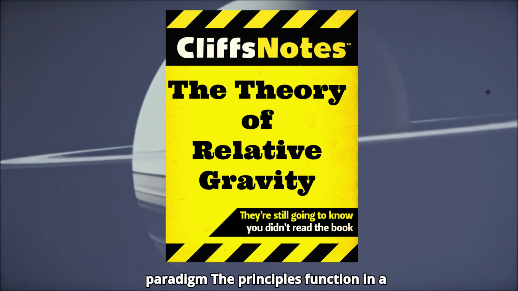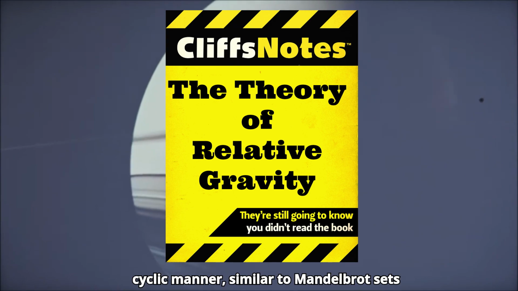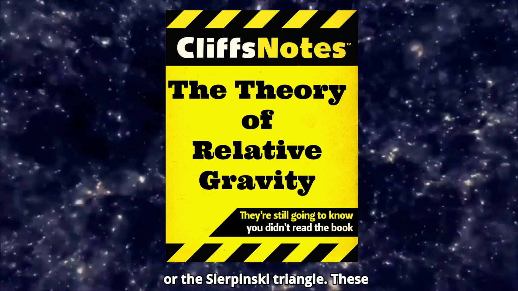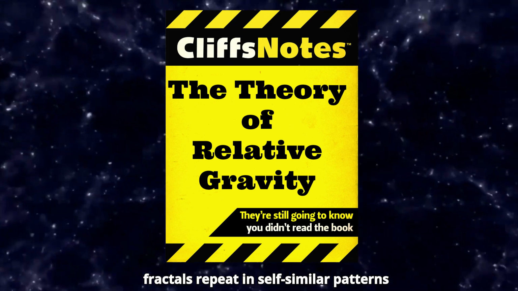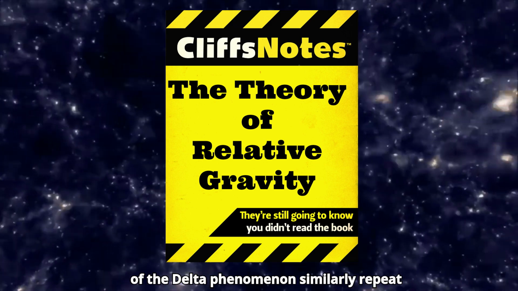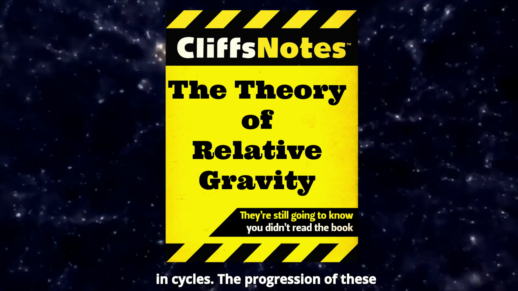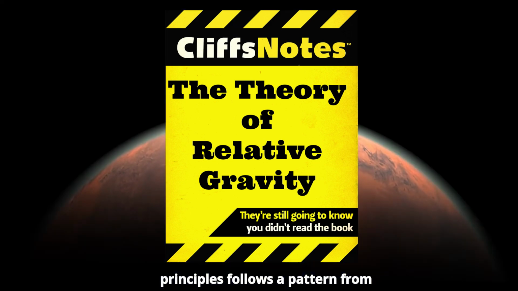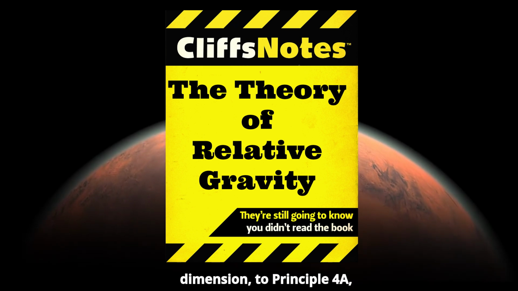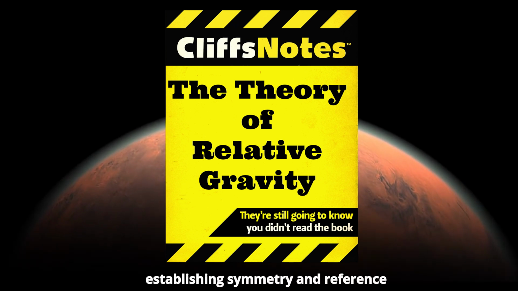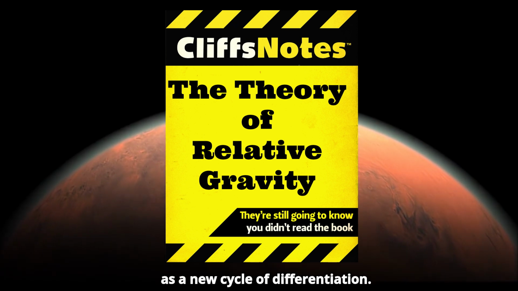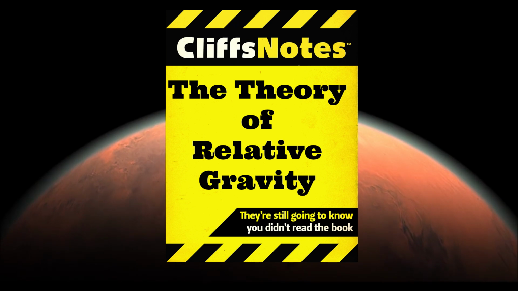Cyclic paradigm. The principles function in a cyclic manner, similar to Mandelbrot sets or the Sierpinski triangle. These fractals repeat in self-similar patterns at different scales, and the principles of the delta phenomenon similarly repeat in cycles. The progression of these principles follows a pattern from principle 1, establishing the basis of dimension, to principle 4a, establishing symmetry and reference across entities, then back to principle 1 as a new cycle of differentiation.